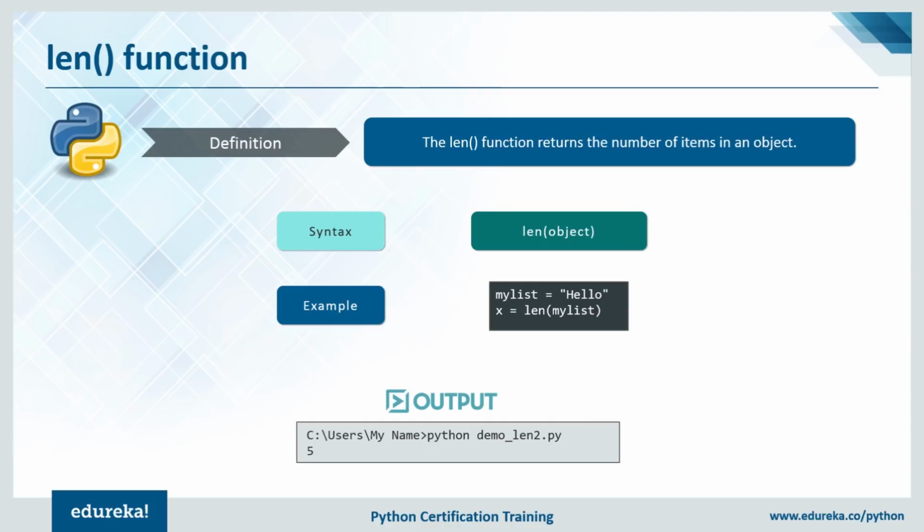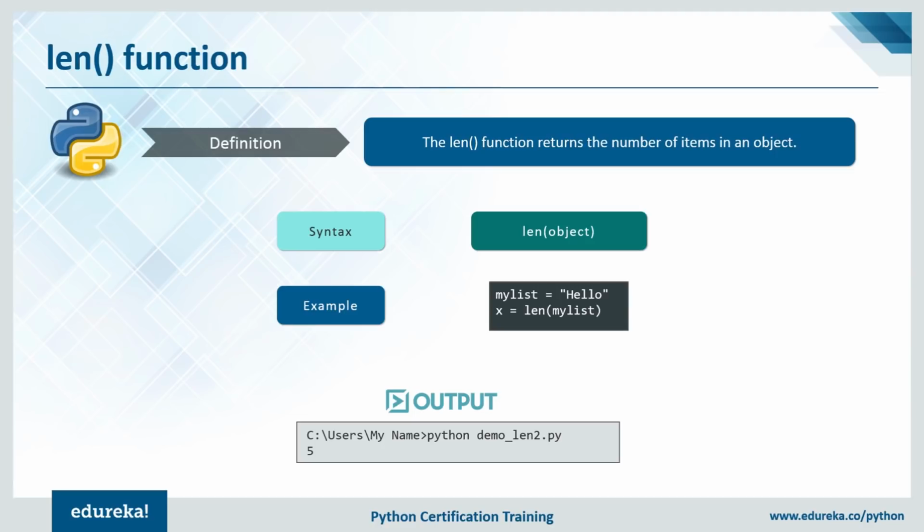Check out the easy example I have keyed for you. my list equal to hello. We have one word here, consisting of 5 letters. As soon as you print x equal to len of my list, it realizes that this is a string and prints the number of characters. In hello, there are 5 characters, and as you can see, the output is 5.